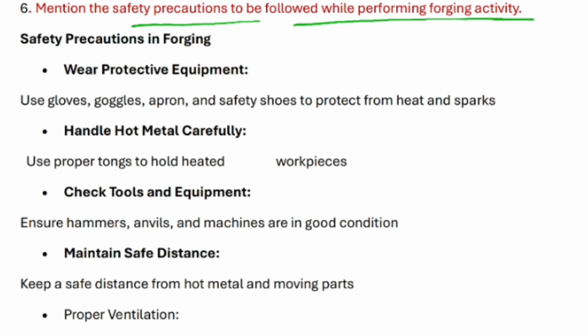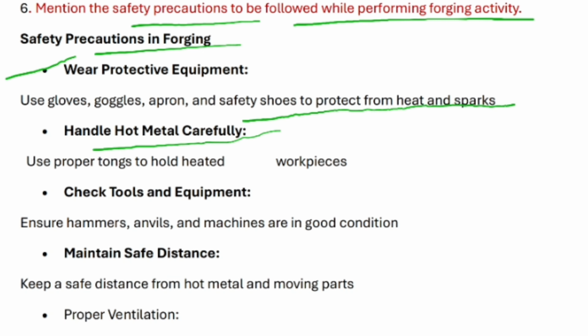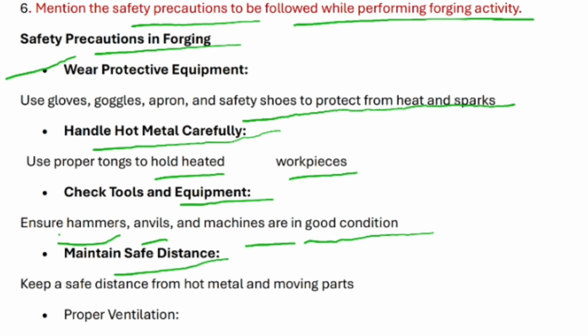And next question, mention safety precautions to be followed while performing forging activity. What safety precautions are you going to use? One is wear protective equipment. Use gloves, goggles, aprons and safety shoes to protect from heat and sparks and handle hot metal carefully. Use proper tongs for holding heated workpieces. Check the tools and equipment, ensure hammers, anvils, machines are in good condition, and maintain safety distance. Keep a safe distance from hot metals and moving parts.